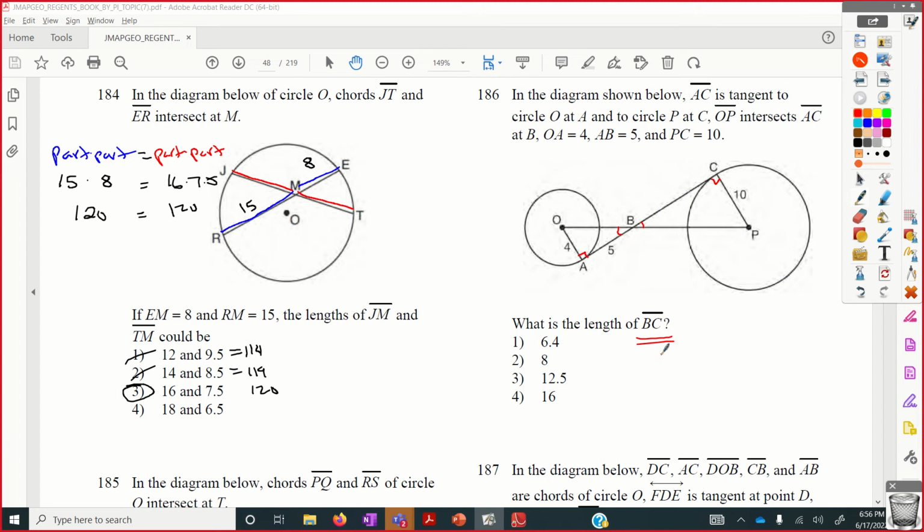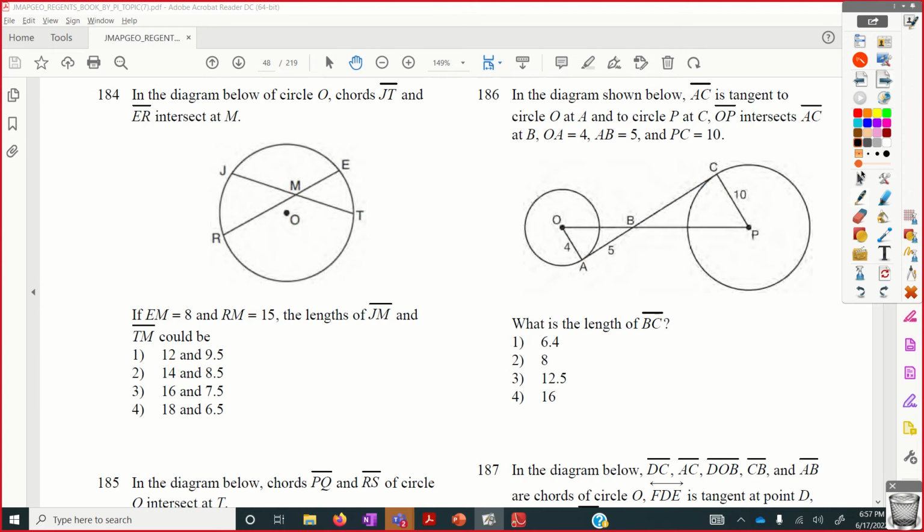So if we're looking for the length of BC, this is really less of a circles question and more of a similar triangles question. We're going to make a proportion. We can compare 4, which is the side here, and that would correspond to 10. It's in the same position, so 4 over 10 is going to equal 5 over x. Cross multiplying, 4x is equal to 50, and then divide by 4 for our final answer, which is 12.5.